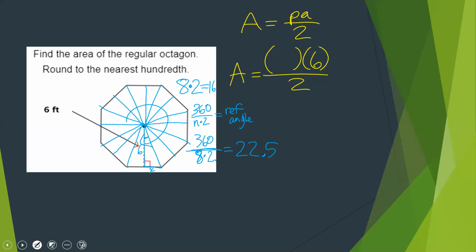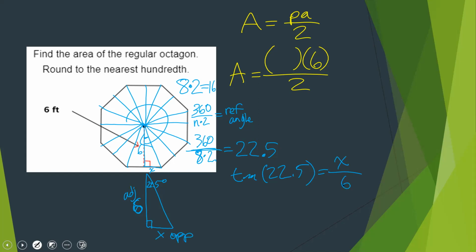Okay, so now I'm going to just copy down this triangle because it's getting a little bit busy there. So I have x, I have 6, and I have this angle, which is 22.5 degrees. Okay, so if I look at this reference angle, then this counts as adjacent. This counts as opposite. And now I can use trig. Adjacent and opposite, that's tangent. So the tangent of 22.5 degrees is going to be equal to opposite x over adjacent 6.